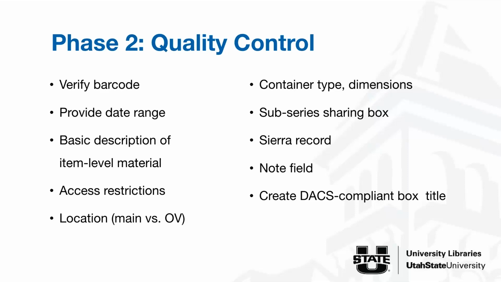By performing a quality control check of the data in Airtable, we would be able to provide the most complete and correct data for each item or collection. Here we have listed on this slide the main elements the person doing the quality control was verifying. We wanted to check that it had a barcode, because again, that was one of our major projects. It included the date range, basic description, any access restrictions, if there was a record in Sierra already, the location of the material, the container type and dimensions, and if there was a subseries sharing the same boxes.